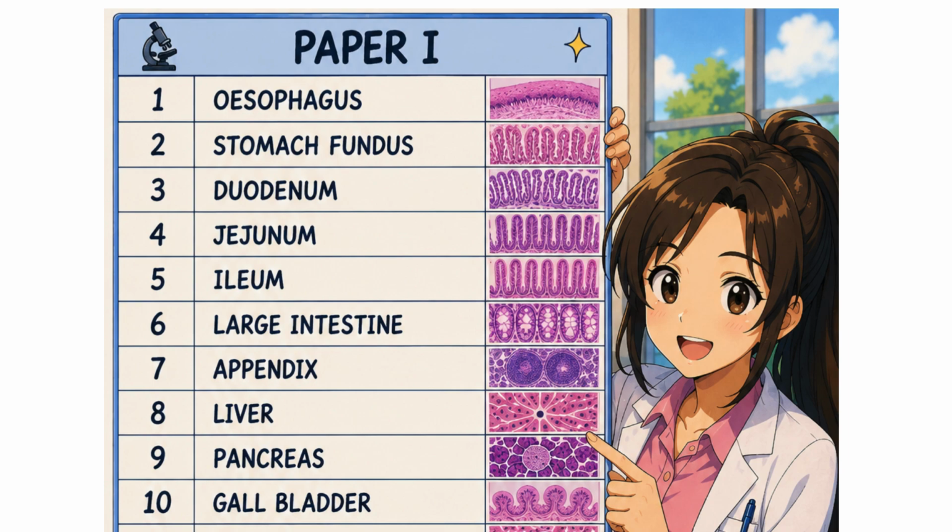Coming to gallbladder, it is highly folded mucosa with simple columnar epithelium, but there is no submucosa and no muscularis mucosae. This is the key important point.